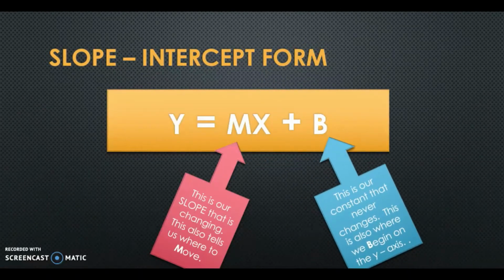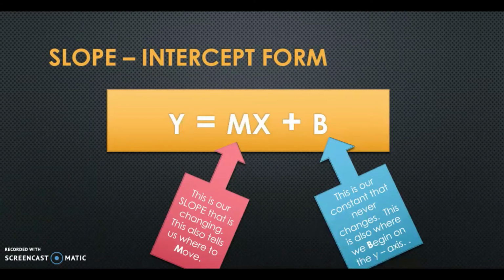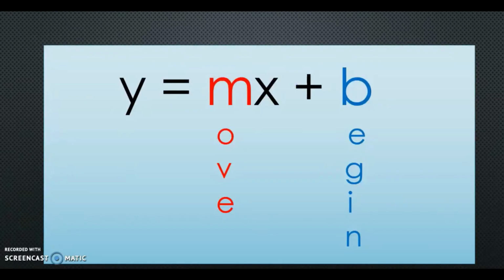Last we learned about our y-intercept already. This is our constant that never changes. This is also where we're going to begin on the y-axis. That's our y-intercept, so that's where we're going to begin. So remember the m is for move and the b is for begin. If you can remember this, it'll help you graph these equations. So remember slope, the number in front of the x is going to be where we move, and the b, which is our y-intercept, is going to be where we begin.